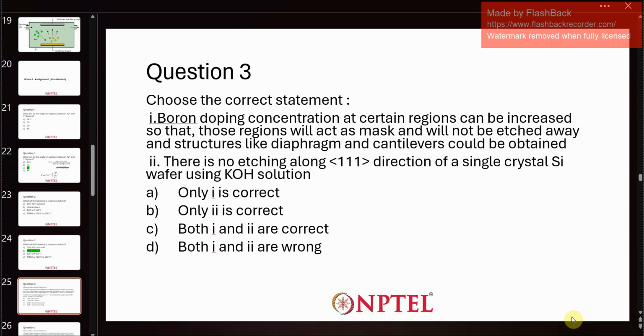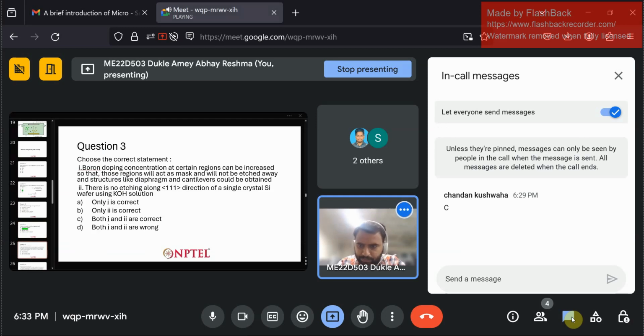We have to identify the correct statement. The first statement is: boron doping concentration at a certain region can be increased so that those regions will act as a mask and will not be etched away, and structures like diaphragm and cantilever can be obtained. The second statement is: there is no KOH etching along the 111 direction of single crystal silicon using KOH solution. The options are: only 1 is correct, only 2 is correct, both 1 and 2 are correct, and both 1 and 2 are wrong. So any guesses?